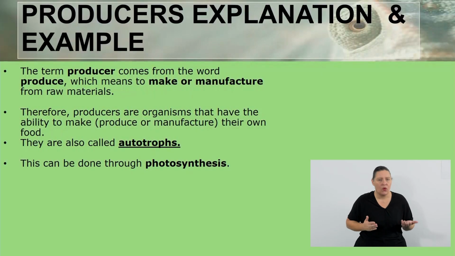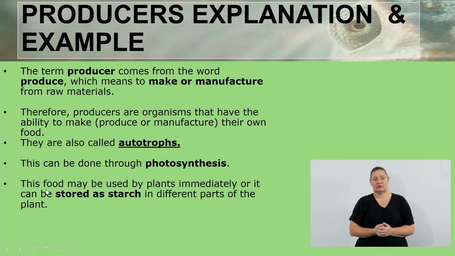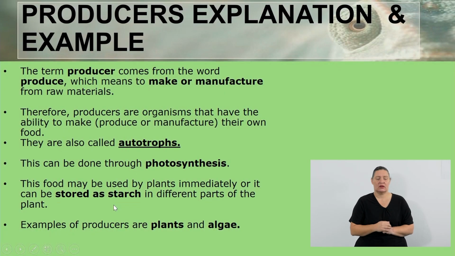So how do they do that? They do it through the process of photosynthesis. This food may be used by plants immediately during life processes, or it can be stored as starch in different parts of the plants and will later be consumed by other organisms that feed on the plant as well. Examples of producers are plants and algae.